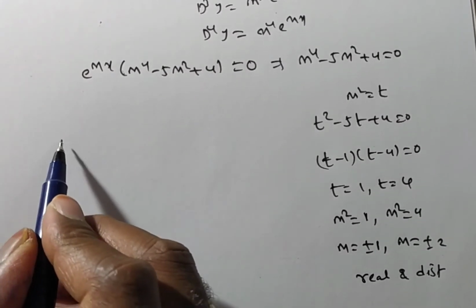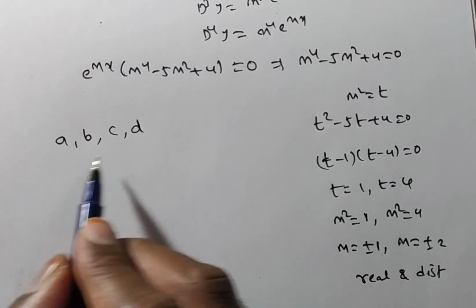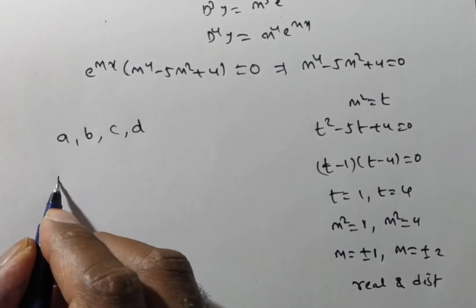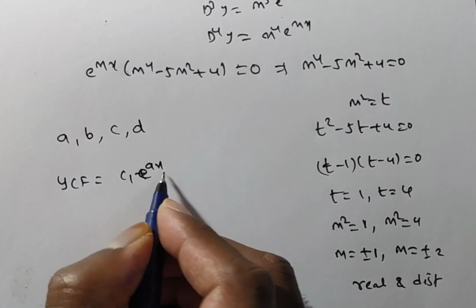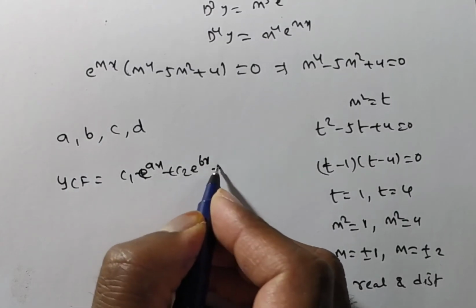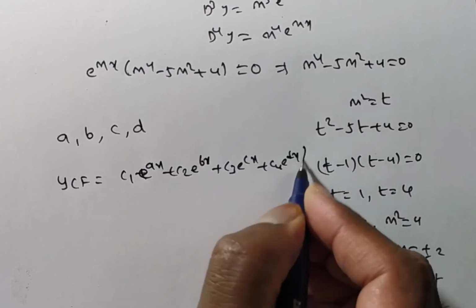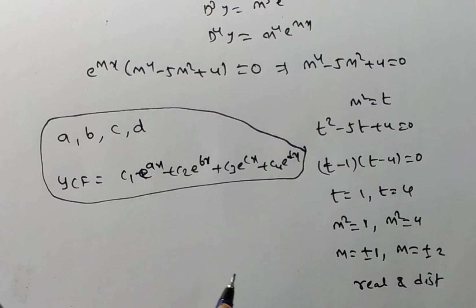Friends, you remember, whenever the roots are real and distinct, like a, b, c, d, 4 roots are real and these roots are distinct, then we have the complementary function y_CF = c1 e^(ax) + c2 e^(bx) + c3 e^(cx) + c4 e^(dx). So this is the formula for the complementary function when the roots are real and distinct.